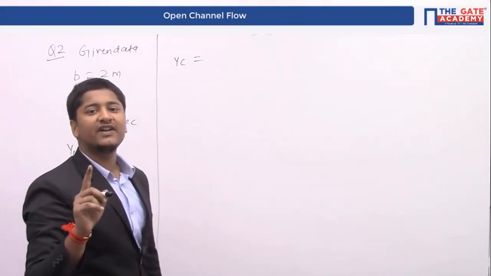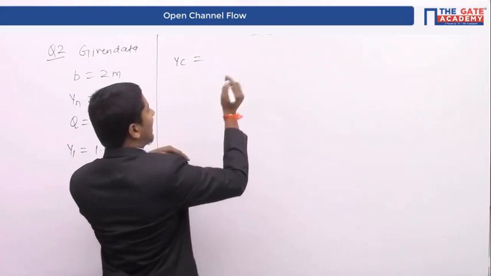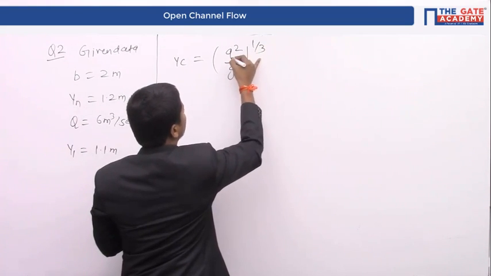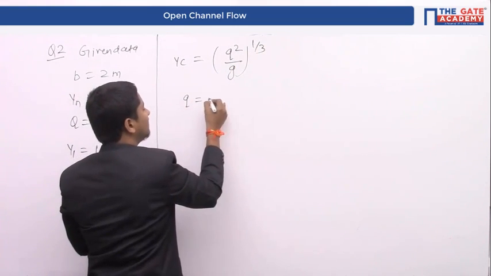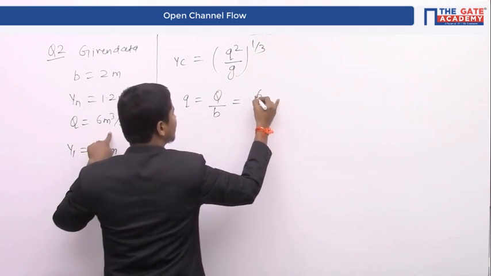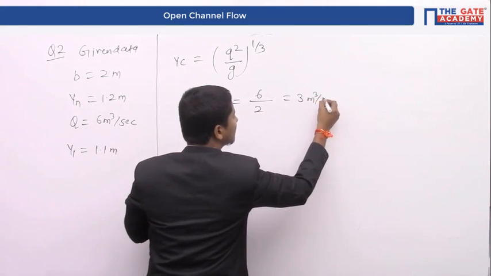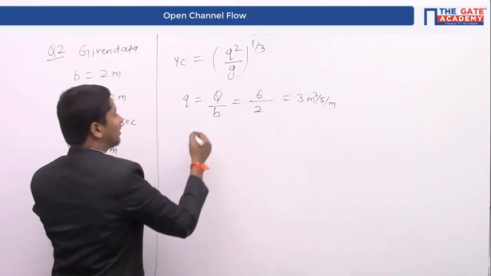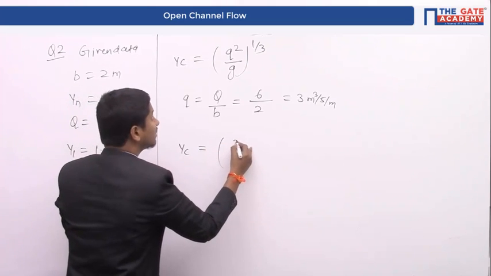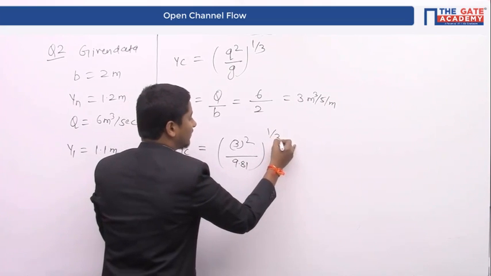And in this question it is given it's a rectangular section, so you know Yc for rectangular section will be equal to (q squared upon g) to the power 1 by 3. And this small q is nothing but discharge per unit width. So discharge is given in this question, that is 6, upon width, which is also given, that is 2. So you will get 3 meter cube per second per meter. That is small q. So now this value we will put in Yc.